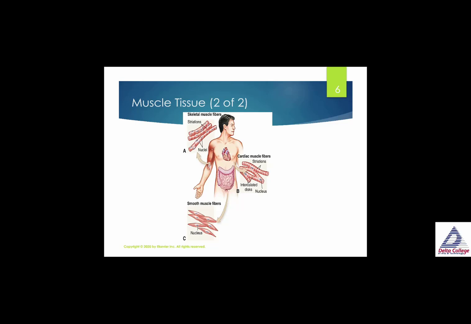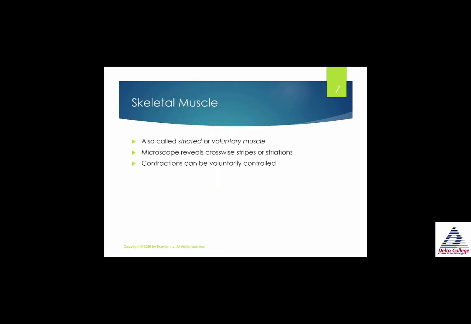So here you can see skeletal muscles. It's important to note that there are nuclei and striations in skeletal muscle. In cardiac muscle, you'll notice that cardiac muscle has nucleus, striations, and an intercalated disc. However, smooth muscles lack striation. Skeletal muscle is also called striated or voluntary muscle. Under a microscope, it reveals crosswise stripes known as striations, and contractions can be voluntarily controlled.